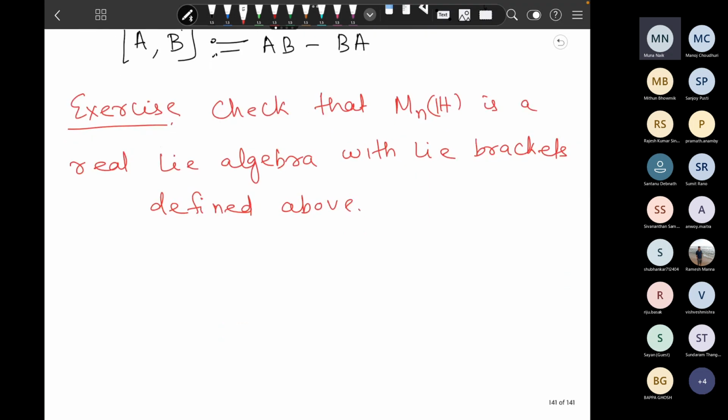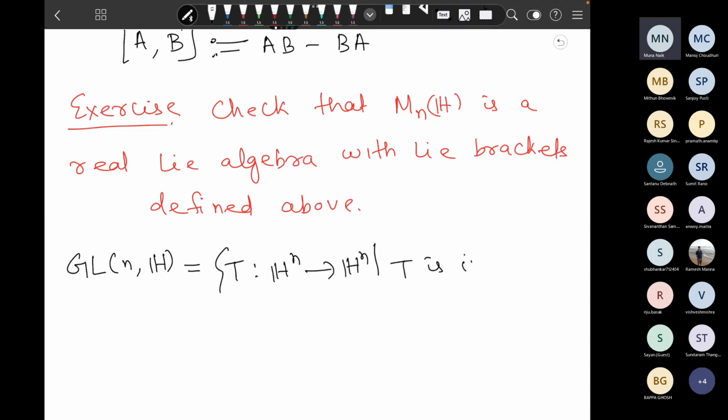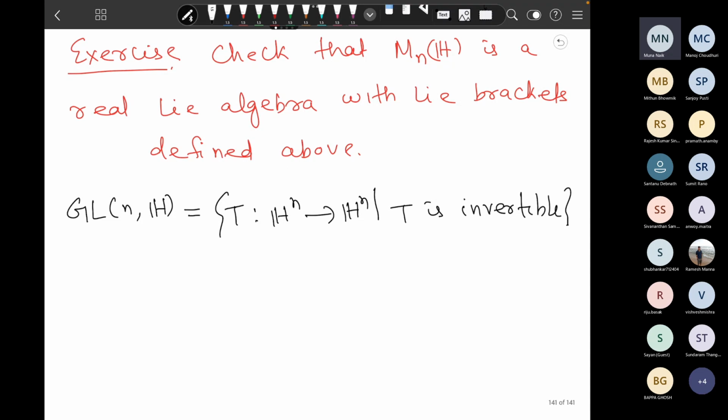Now I take this GL_n(H). So GL_n(H) is the set of T from H^n to H^n such that T is invertible. So this we know will be a group under composition. So clearly GL_n(H) is a group under composition.